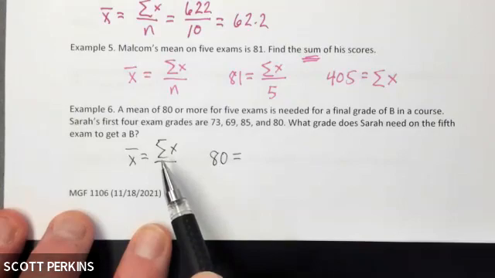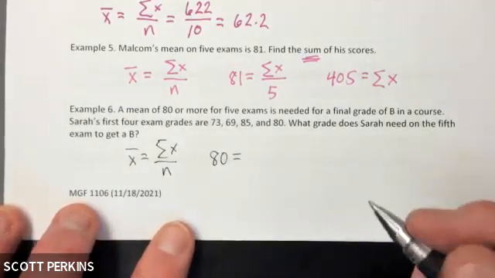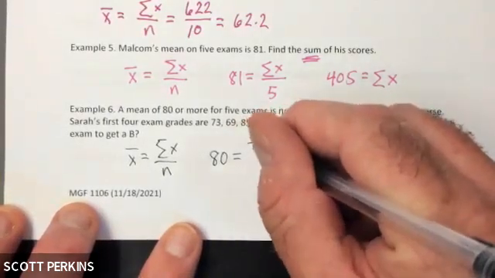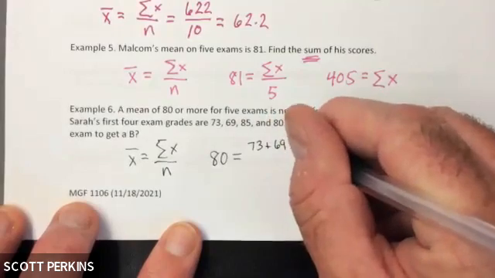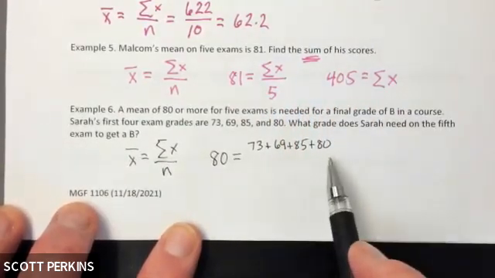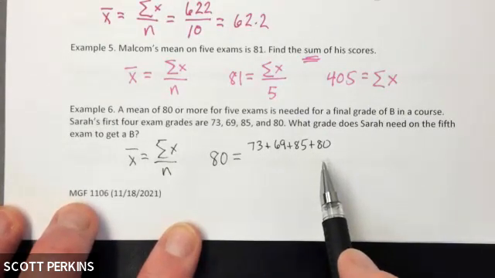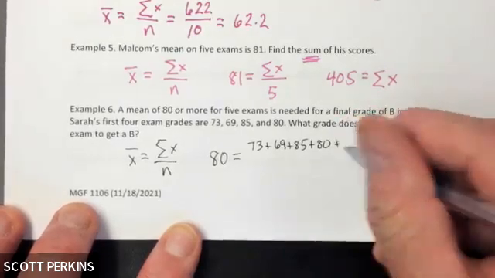Now here's where we got to be careful. There are 5 tests. So we need the sum of the values. So tell me some values of the test that we have right here. How many tests is that? 4. Sarah wants to know what she needs on the 5th test. Does she know? No. So what do we need to call that 5th test?